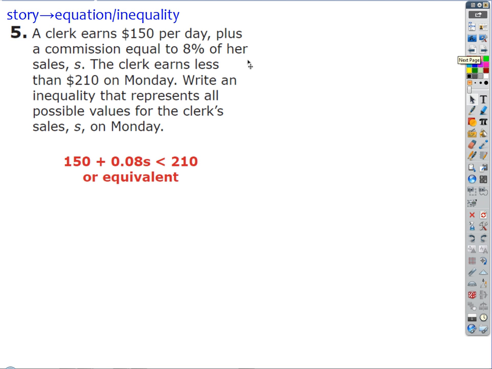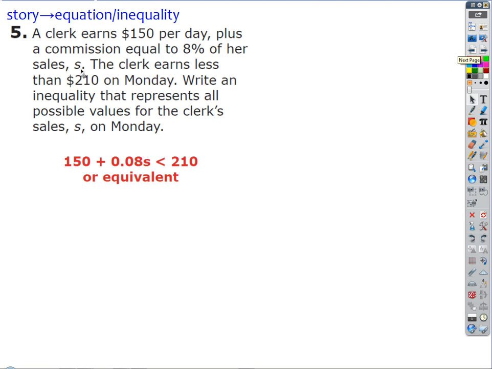So what would you do with 8%? When you want to treat that in a math equation, what do you turn that into? 0.08. You make it a decimal, right? So then, doesn't it make sense that the amount the clerk is earning is 150, which is constant, the start value, plus 0.08 times S, if S is sales, right?